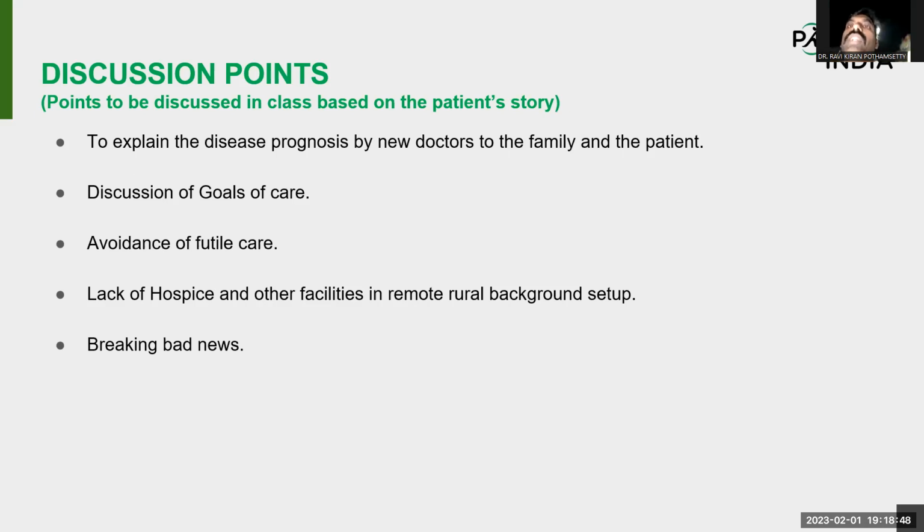It became very difficult for us to explain the disease prognosis as new doctors, because this is the first time we encountered her, with a subacute intestinal obstruction, and discussed the goals of care. Even though we discussed the goals of care after settling her symptoms, it still became very difficult to build a rapport in a few sittings. There was also avoidance of futile care, lack of hospice in our facility, and we are located in a very remote rural setup; even to connect to the city they have to go 25 to 30 kilometers.